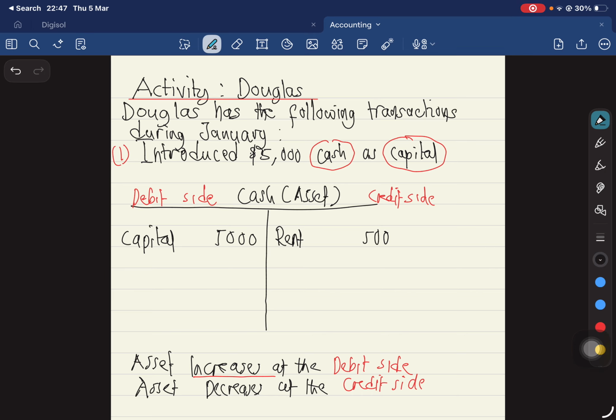So it means, and we said per the accounting rules, assets decrease at the credit side. So we are going to credit the asset because it has decreased, and it decreased by 200, in the name of electricity. So we debited electricity and we will credit cash.